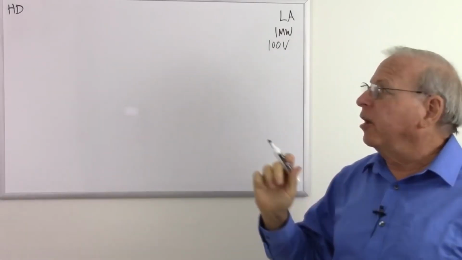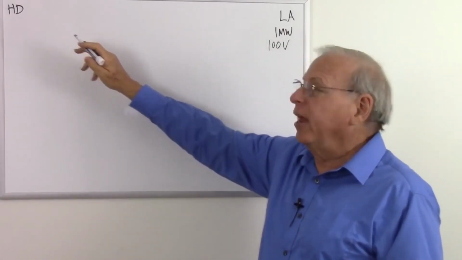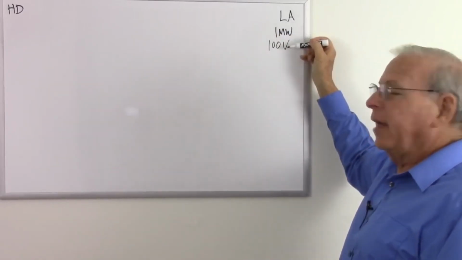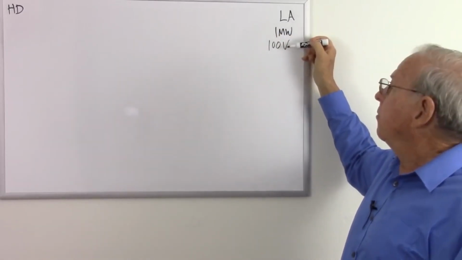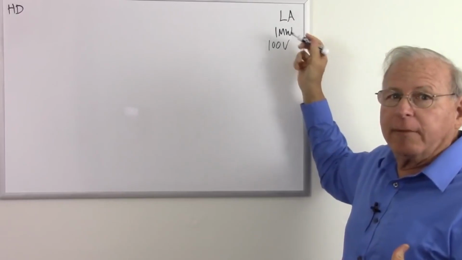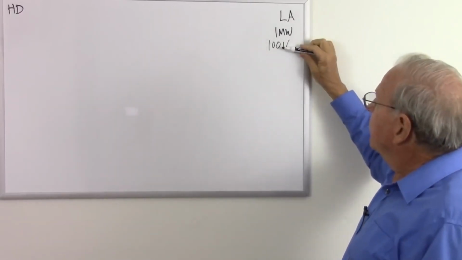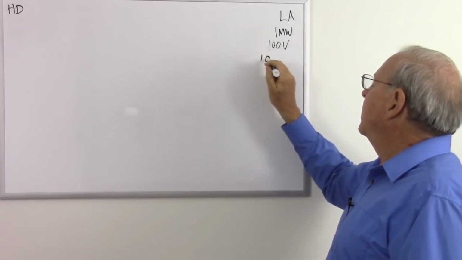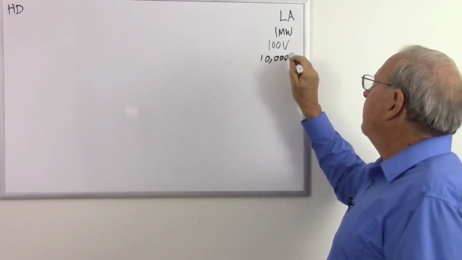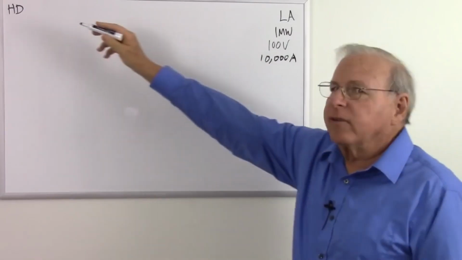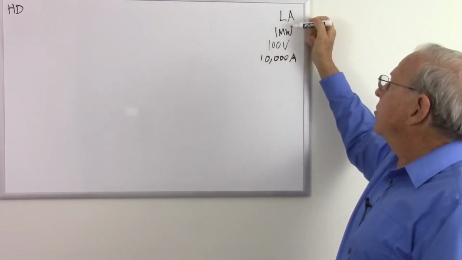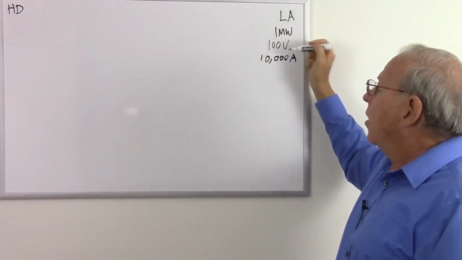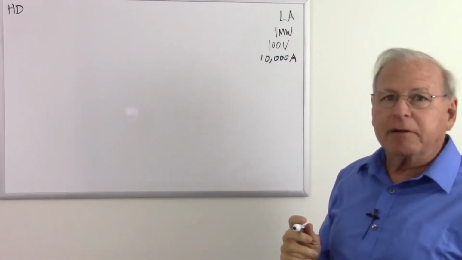So how much current am I going to have to deliver from Hoover Dam to give me 1 megawatt at 100 volts? Well, your power is your current times your voltage. So I divide my voltage into my power, which will give me my current, which is going to be 10,000 amps of current. So I'm going to have to deliver 10,000 amps to Los Angeles to get 1 megawatt at 100 volts. That's a lot of current, but it's doable.